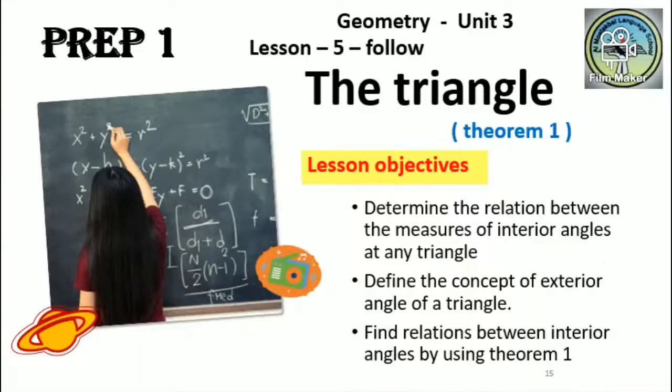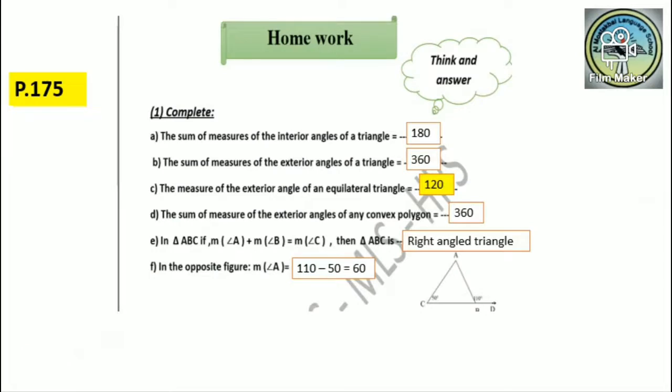Now, let's start our lesson as usual by the lesson objectives. Find the relation between the interior angles of a triangle by using Theorem 1. At first, please, who can tell me what is Theorem 1? Of course, Veronia, you can. Theorem 1 is the summation of angles at any triangle equals 180 degrees. Thank you, sweetheart. But let's have a look at the homework.